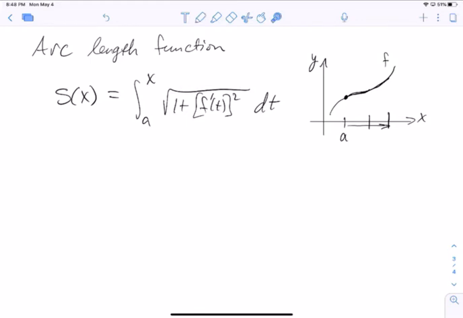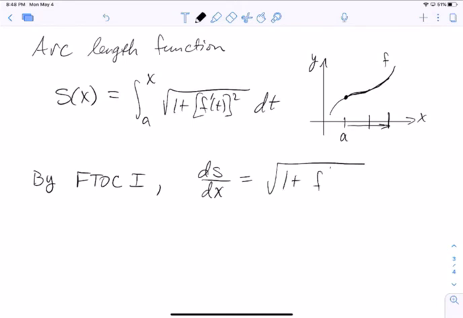And so the arc length formula is a function of x, but the integral variable is a dummy variable, and we see that as t. This kind of integral has been presented before. By the fundamental theorem of calculus part 1, if I differentiate this function and write down ds/dx, then what I will get is the integrand, the square root of 1 plus f prime of x squared. You see the integrand is now evaluated at x, the upper limit of integration.